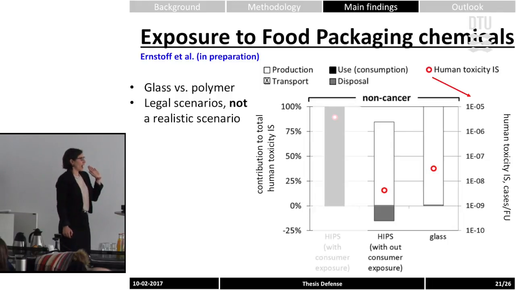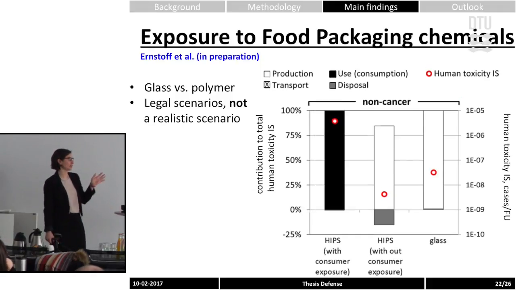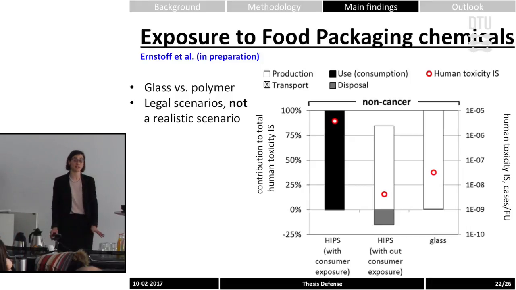Now, if we actually go the next step and include consumer exposure, we see that, again, this use stage due to consumption is dominating. But if we look at the red circle, we also see that in this prior case, glass was actually worse than plastic in terms of human toxicity impact score. And this is not just a finding that I found in this study, but also has been repeated many times by many different studies looking at glass and plastic.